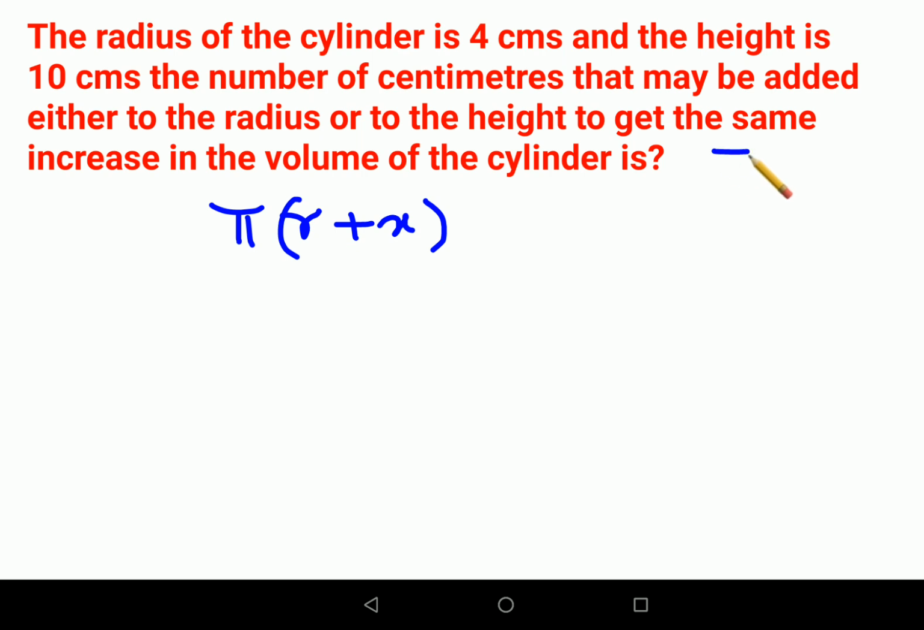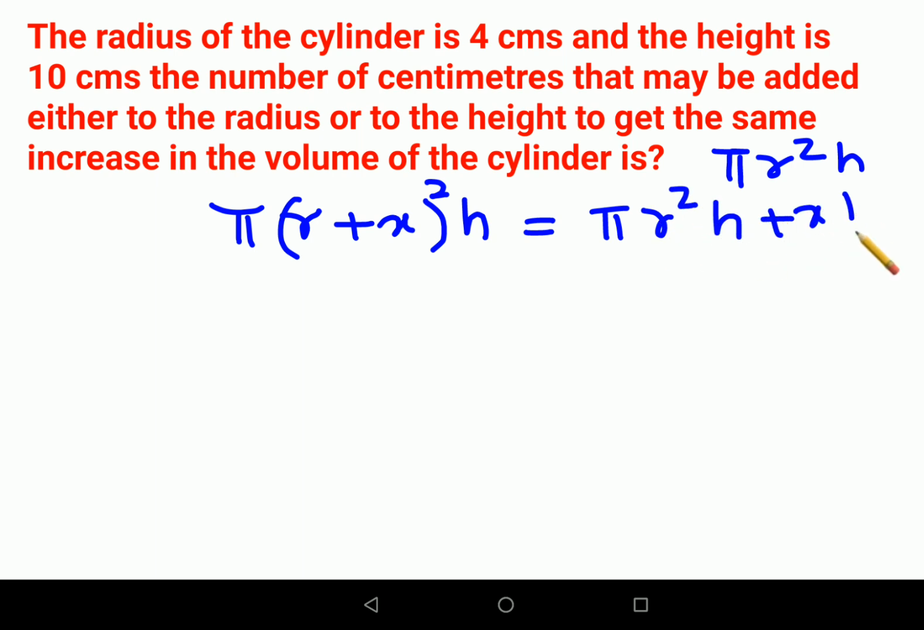Now volume of a cylinder is always given by what? Pi r square h. So here this would be pi (r plus x) the whole square into h is equal to pi r square into (h plus x). Correct? Now what happens is this pi and pi can get cancelled. Now why have I made them equal? Because they are saying that the increase should be the same. So obviously these two values will eventually come out to be the same.